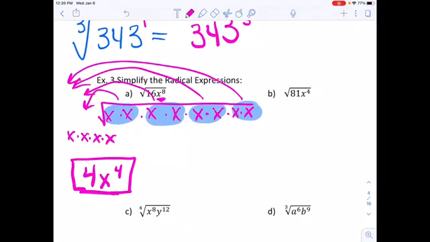You can also use a different idea. We'll get to that in just a minute. Here you can do the same thing. If you know the square root of 81 is 9, you'll know that's part of your final answer.